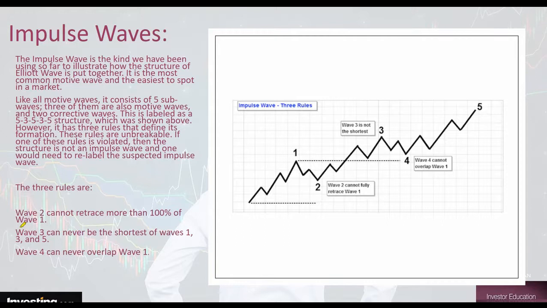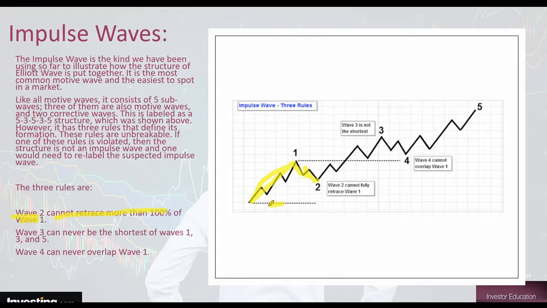Okay. Rule number 1 is wave 2 cannot retrace more than 50% of wave 1. Now, there is a handout for you, and these rules are common. These are not my rules. Anywhere you read about Elliott wave and impulse waves, it's the same set of rules. So, in other words, wave 2 cannot retrace more than 50%. It means from this point to this point, that entire move cannot exceed 50% of the up move.